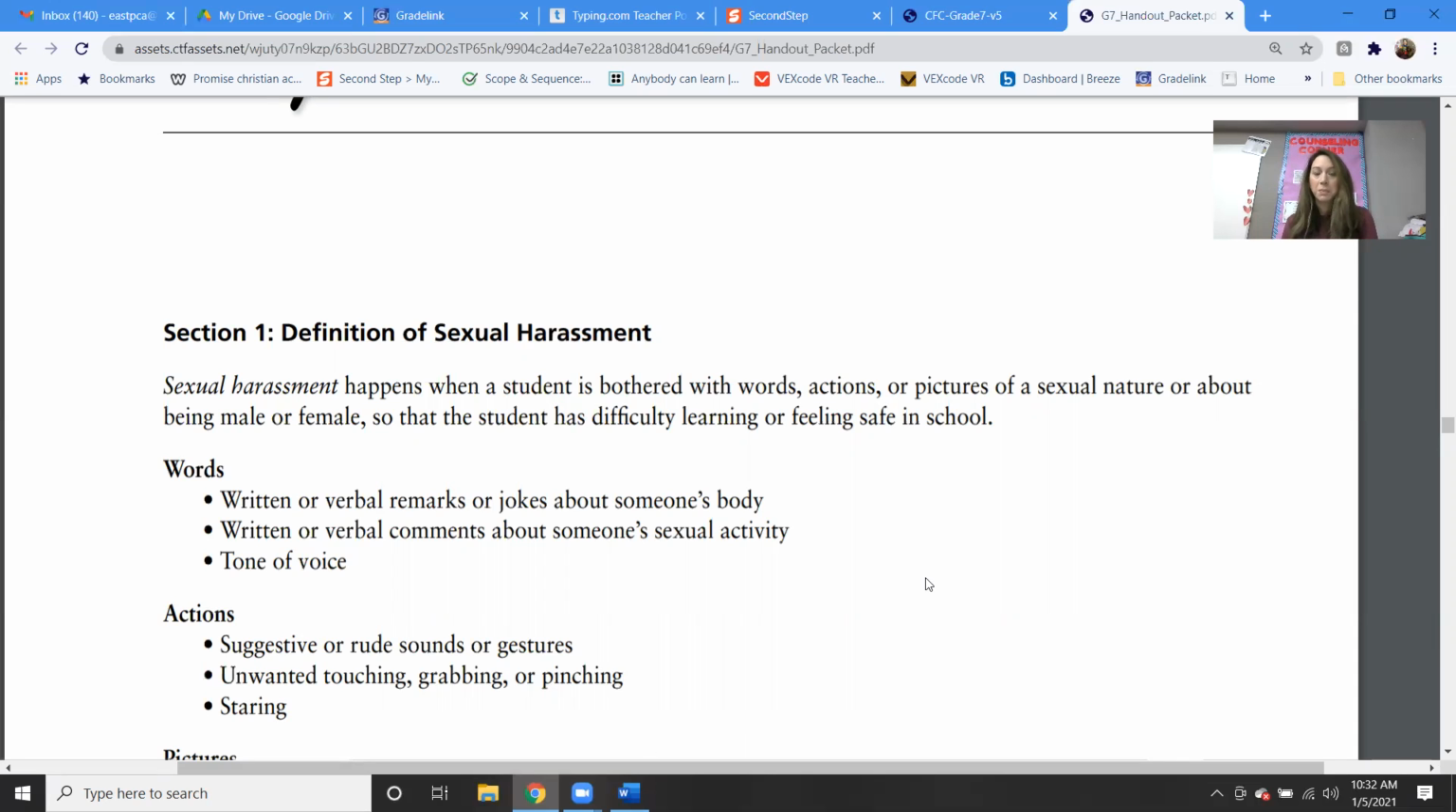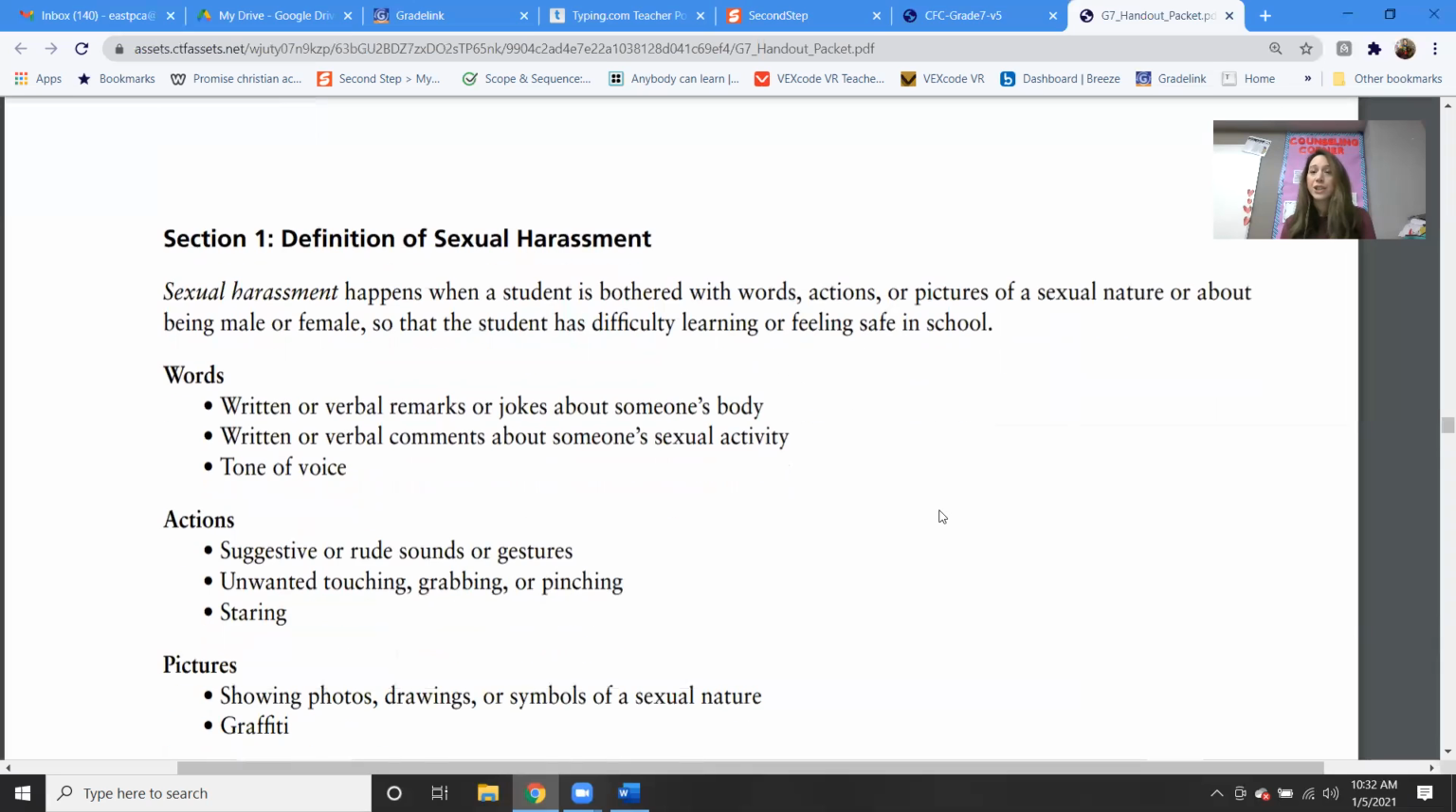...some about one of their body parts. It could be a written or verbal comment about someone's sexual activity, saying that they're doing certain things. It could be a tone of voice that somebody uses with someone. Actions, maybe a suggestive or a rude sound or a gesture towards someone, an unwanted touching, grabbing, pinching, staring, that's just making the person feel uncomfortable.